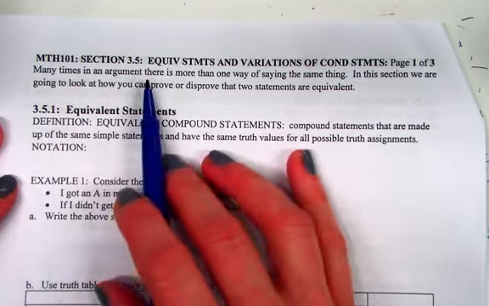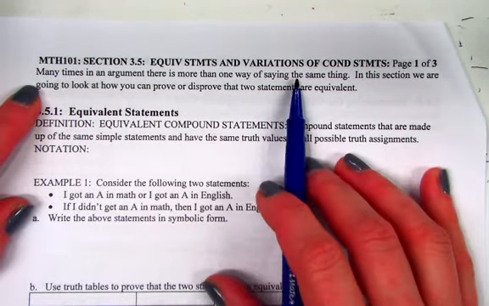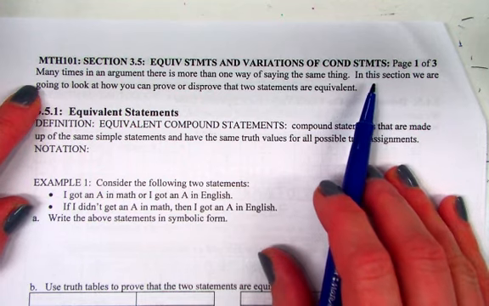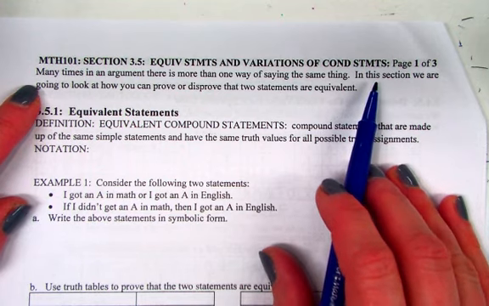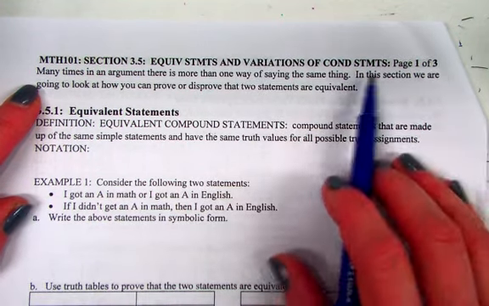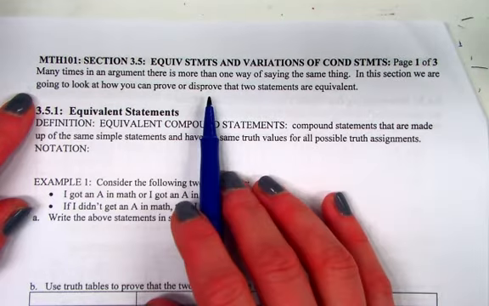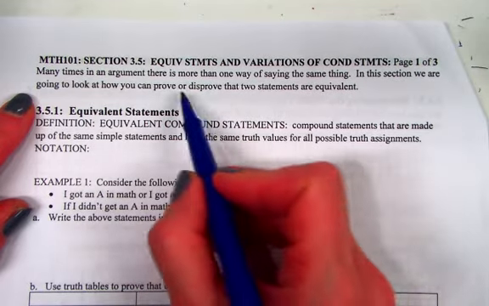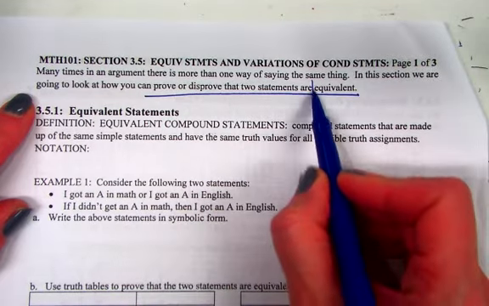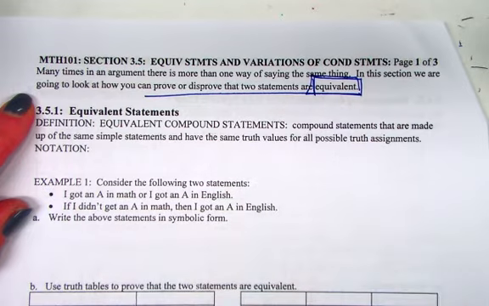Many times in an argument, there's more than one way of saying the same thing. An argument, I don't mean like a fight with someone, argument like in logic, okay? In this section, we are going to look at how you can prove or disprove that two statements are equivalent. Equivalent means they mean the same thing.